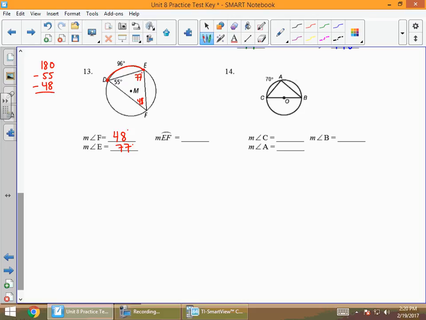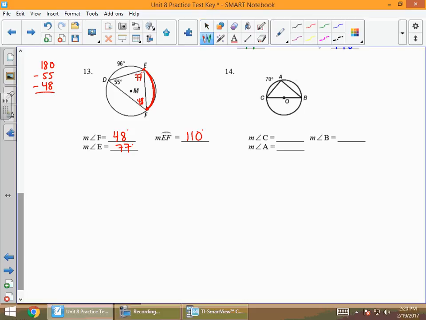And then arc EF. Arc EF is the arc across from inscribed angle D. So inscribed angle D is 55. So the arc across from it must be twice as big as that angle, and 55 times 2 is 110 degrees. So that should be 110.